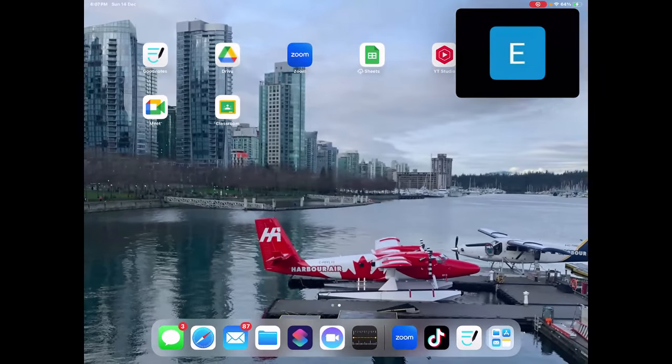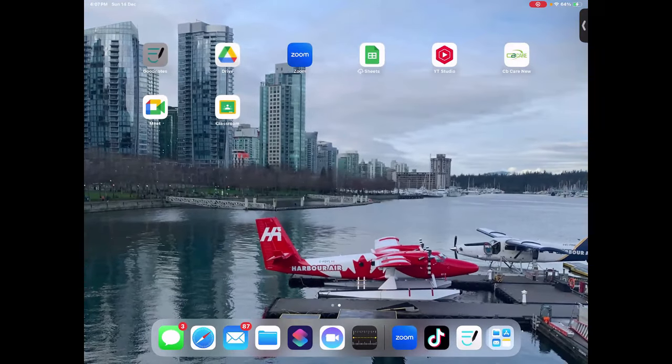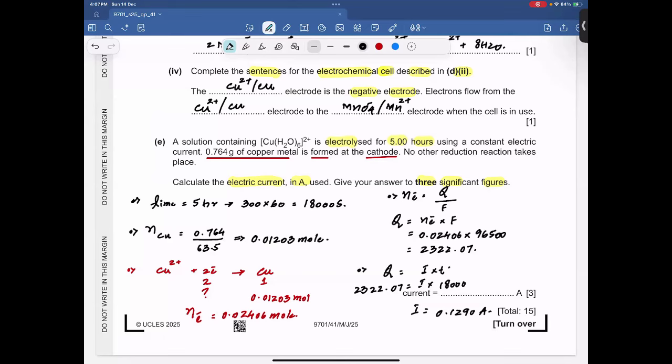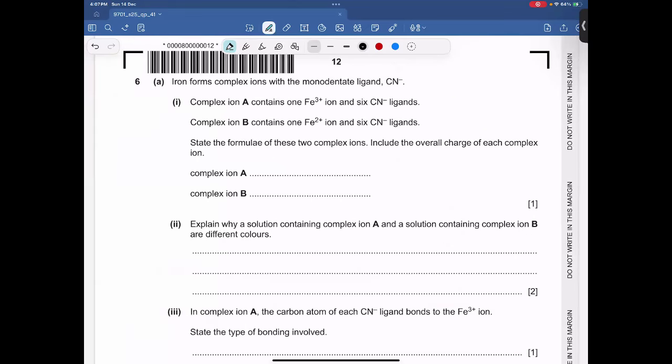All right, let's move on to the next question. That is question number 6. Iron forms complex ions with monodentate ligands. Monodentate means donating only one lone pair to the transition metal ion.